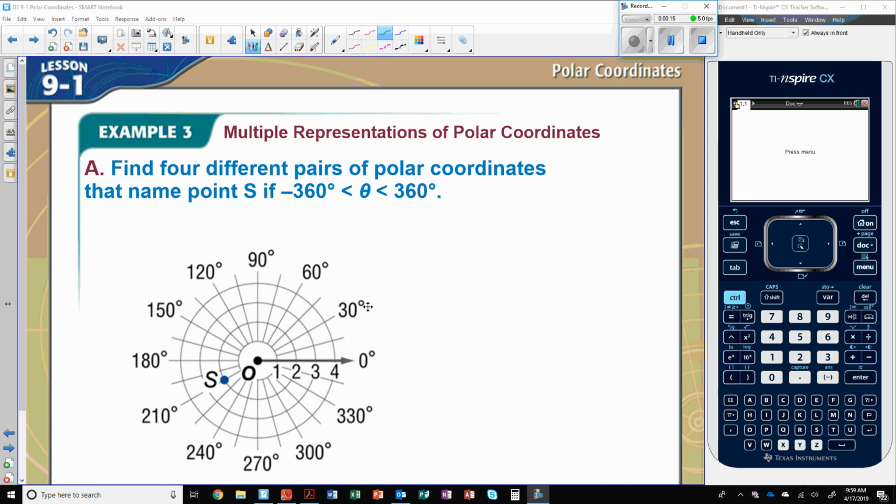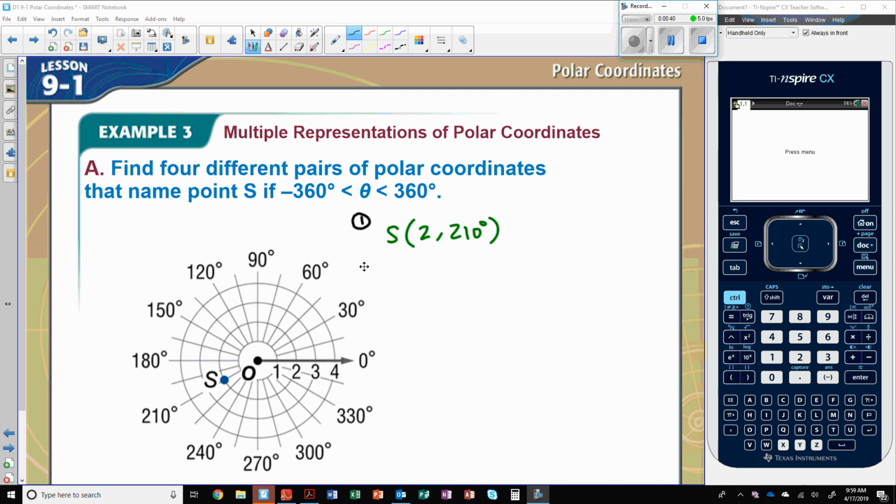When we go about doing this, the most obvious way for most people when they see this point is to count how many circles out it is. It's 2 circles out. So they would say that S is the point with R equal to 2 circles out, and the angle that it's on, the pole that it's on, if you will, is 210 degrees. And this is correct. That is one way in polar coordinates.